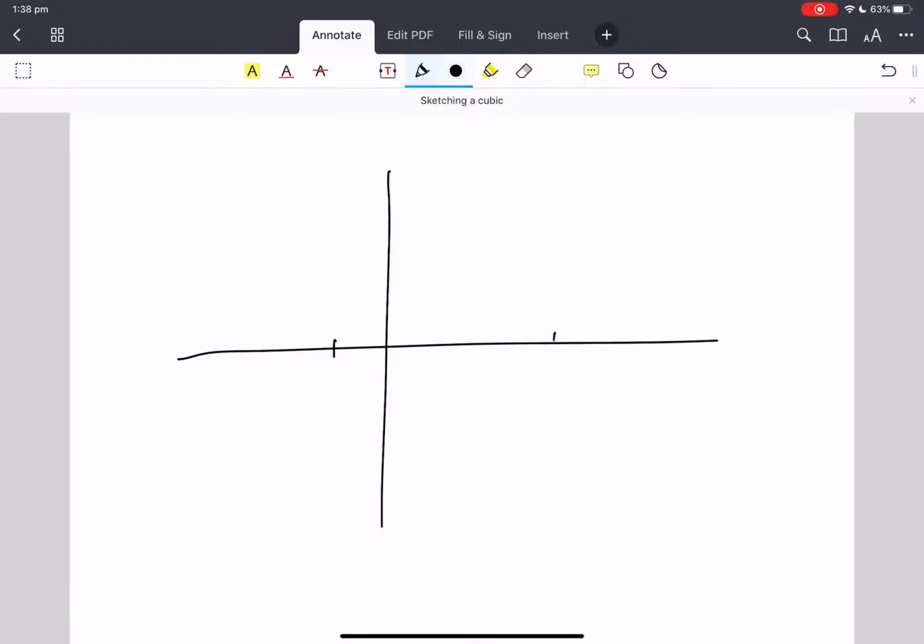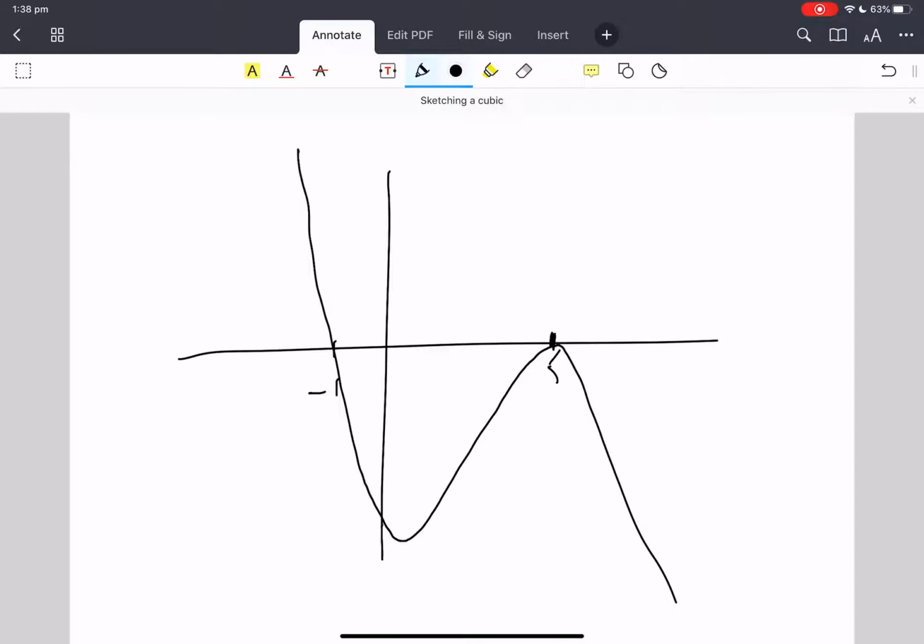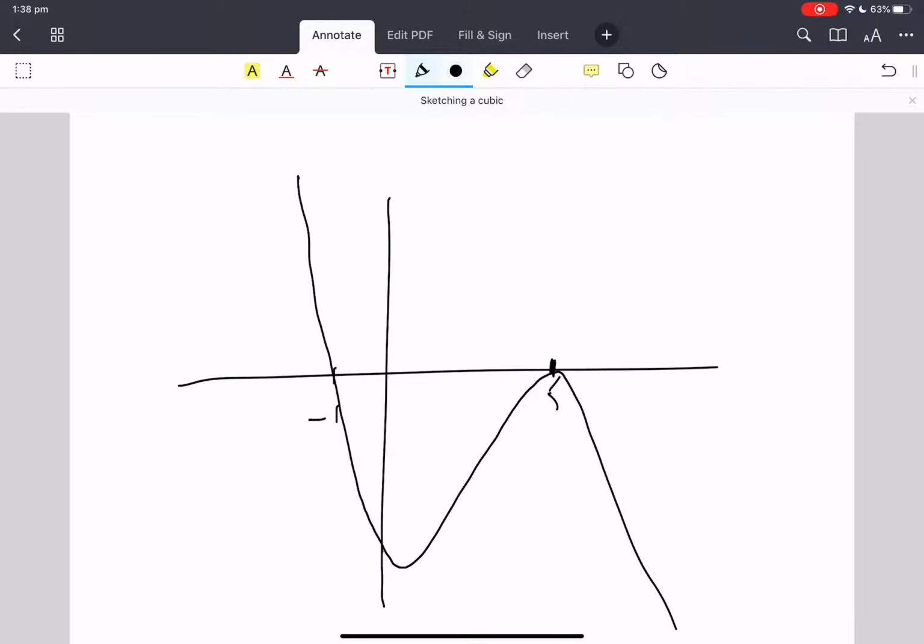Minus 1, 5, and 5. So it's going to come scorching down there, up, and then we know pretty much that's what it's going to look like, don't we? But we've sort of got to prove it mathematically. X-axis intercept's done.